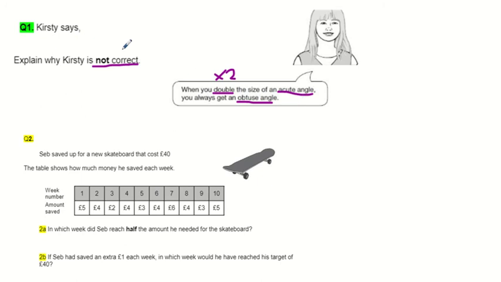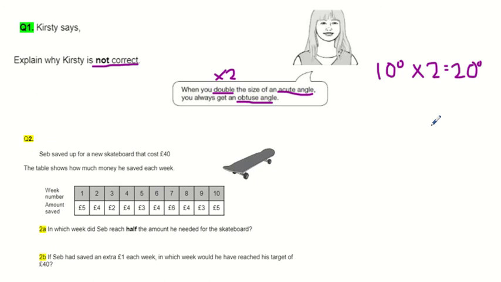Okay, well let's think of a couple of examples then, first of all, to get us started. So let's think of an acute angle. An acute angle is less than 90 degrees. I'm going to start with 10 degrees. Just picked at random there, 10 degrees. Now if I double the size of the 10 degrees, I would get 20 degrees. 20 degrees is not an obtuse angle. Remember, an obtuse angle is greater than 90. Okay, so that shows that she's not correct.